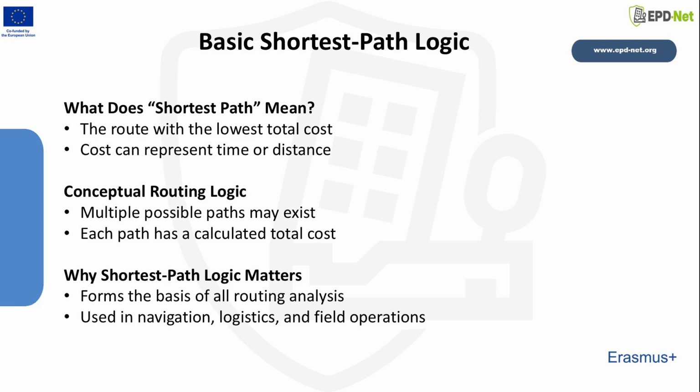The term, shortest path, refers to the route that has the lowest total cost between two locations. In GIS-based routing, this cost does not always represent physical distance, it can also represent travel time or another defined routing cost. In most routing scenarios, there are multiple possible paths between an origin and a destination. Each of these paths is evaluated by calculating its total cost based on the selected criteria. The routing system then compares these costs and identifies the path with the lowest overall value as the optimal route.